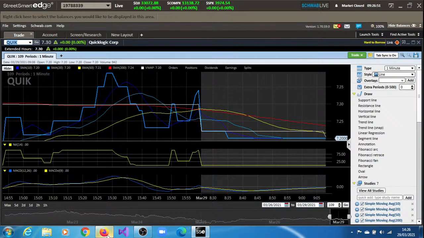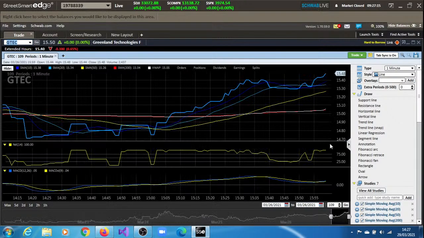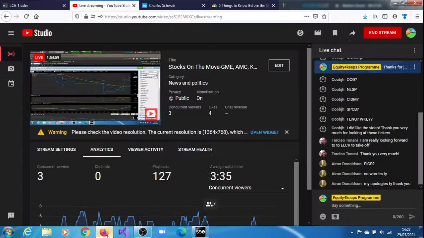Quick Logic unchanged. Not really unchanged, we have some change here. Retraced from this $7.3 down to 7. Yes, down to 7.2 at the moment. Greenland Technologies down 0.65%. So the market is open in about 2 minutes time.